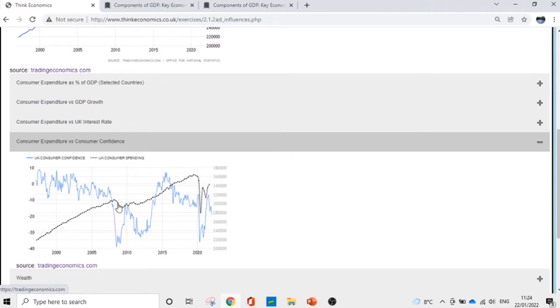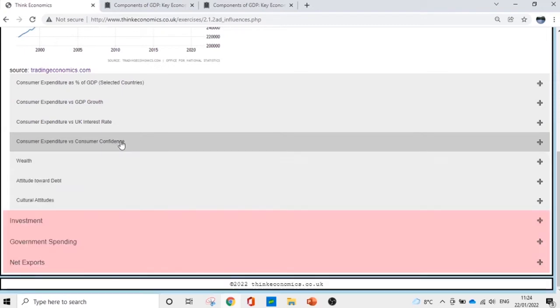That sort of means that consumption went down. Consumer confidence goes down in the early 2010s, and we've got slowing growth in consumption. Consumer confidence goes down as a result of the pandemic, and consumption falls. It sort of makes sense, I think. So there will be some correlation between the growth in consumer spending and consumer confidence.